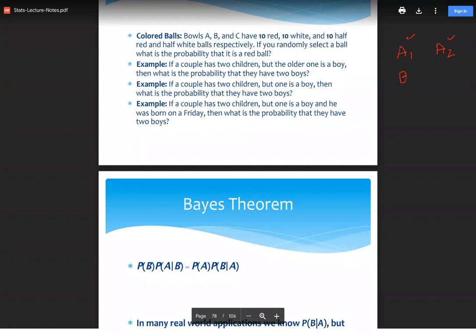Then what is the probability that they have 2 boys? For them to have 2 boys, we know that the first one is a boy, so the second one must be a boy. What is the probability of the second one being a boy? It's 1 out of 2, or 1/2. So the probability of having 2 boys, given that the first one is a boy, is 50%. Is this okay, everybody? Probability of having 2 boys, given that the first one is a boy, is 50% or 1/2. That's this question. Now the next one is kind of interesting.